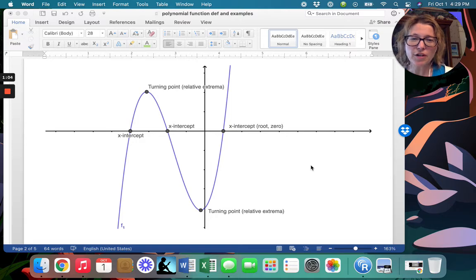Important points to note on a polynomial include the x-intercepts, which we could also call the roots or the zeros. Another set of important points are the places where the graph switches from either increasing to decreasing or from decreasing to increasing. We've called those points relative extrema, relative mins, relative maxes, we could call them turning points.